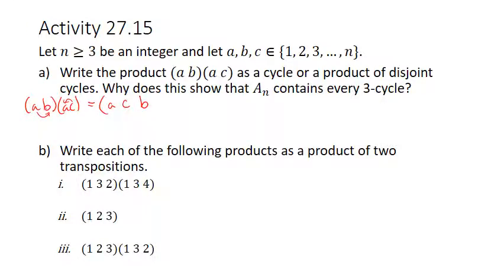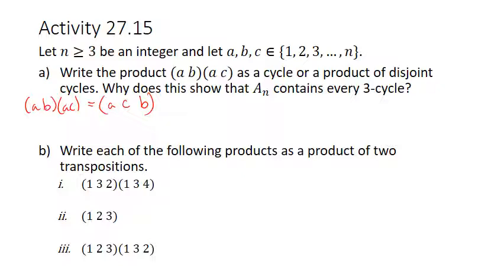Now let me just make sure that B actually does go back to A, although I'm pretty sure it does. B doesn't go anywhere in that one, and then in this one it goes to A. Okay, so good. This is my whole cycle right here. All right, so this is a 3-cycle. So why does this show that A_n contains every 3-cycle?